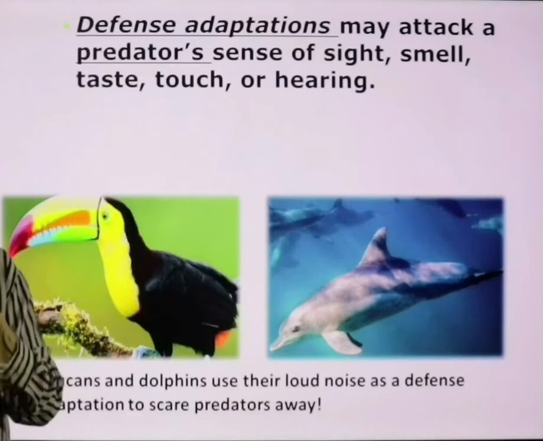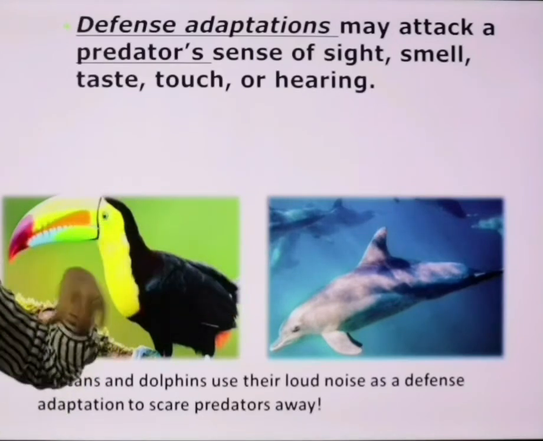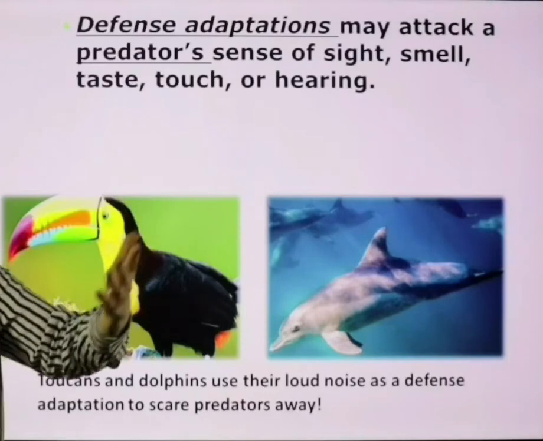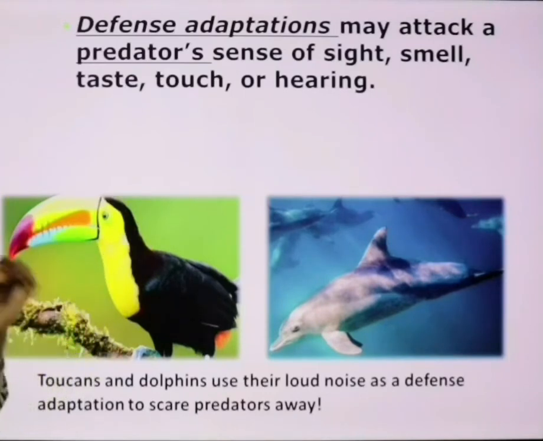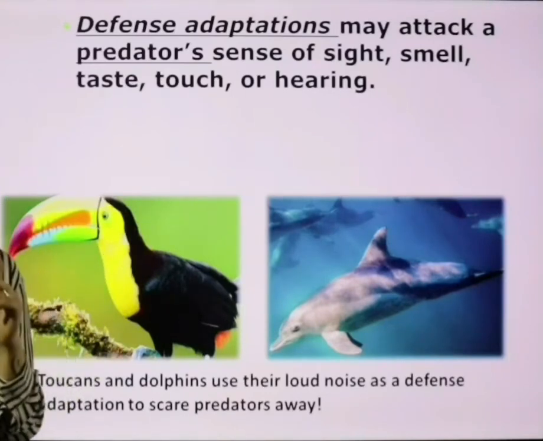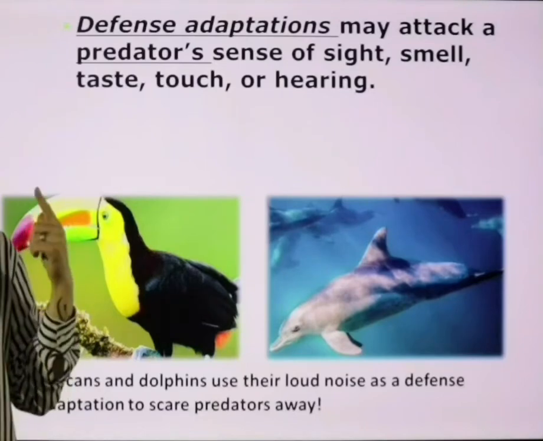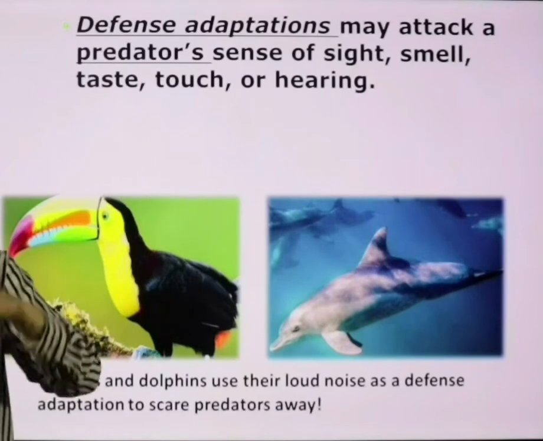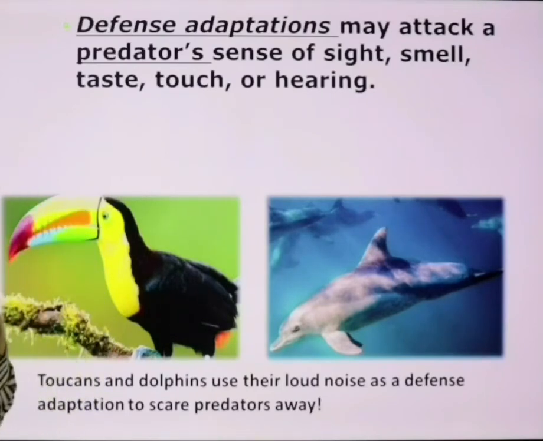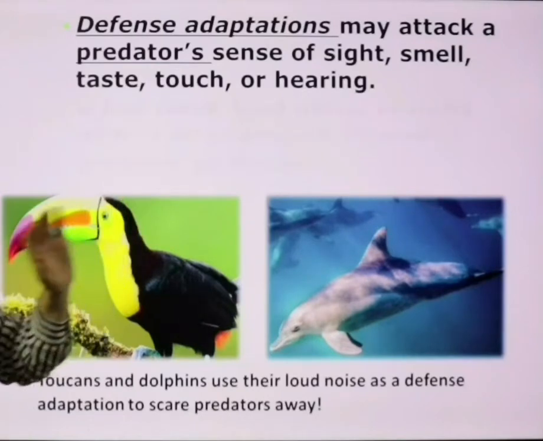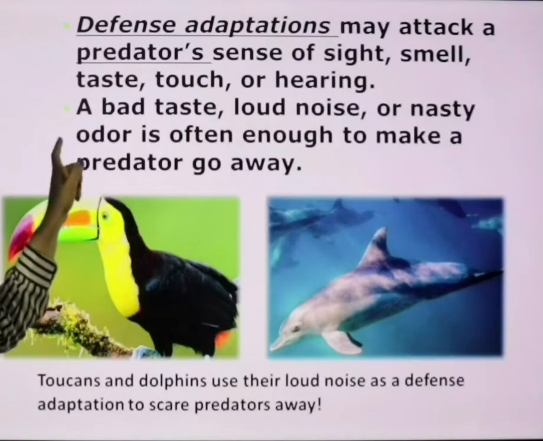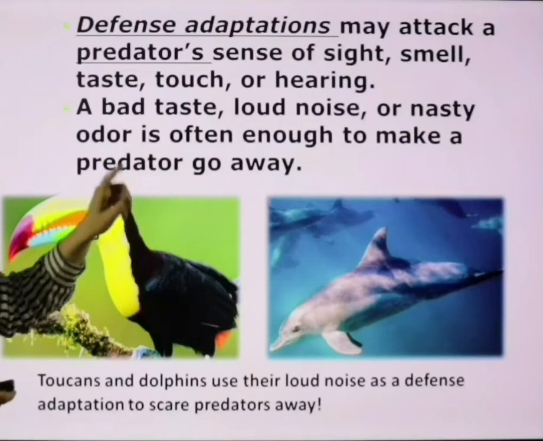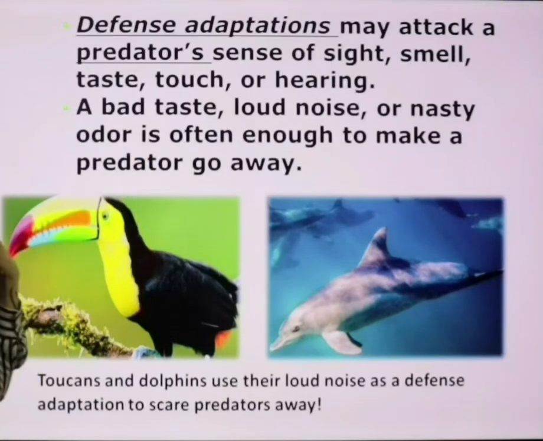The dolphin has the same loud noise. It scares the sharks, the whales, etc. Also, bats have loud noise, but we as humans cannot hear it because it's extremely high. So the loud noise of a bat is a defense adaptation for the bat to keep predators away. A bad taste, loud noise, or nasty odor or smell is often enough to make a predator go away.